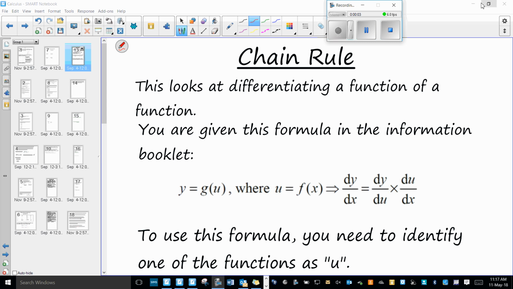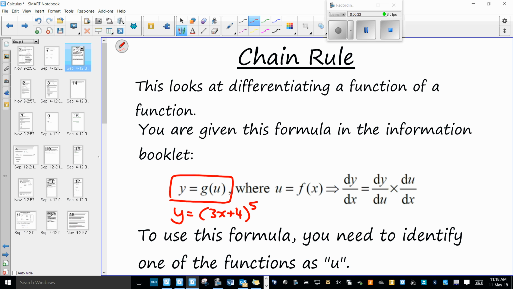Okay, so chain rule. This is a formula you get given in your formula booklet. Now, what it says is that y is equal to g of u. What that means is that you're going to have what I like to describe as a function of a function. So, for example, you might have y equals (3x plus 4) to the power 5.